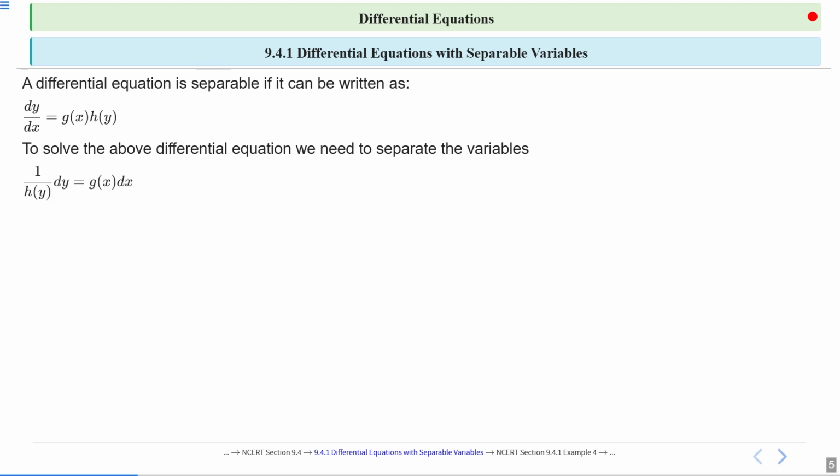How can we separate? We can write it as 1 by h(y) dy is equal to g(x) dx. So we write the function with variable y into dy, and the function with variable x, g(x), into dx. Now we integrate both sides of the above equation. The integration of 1 by h(y) dy is equal to the integration of g(x) dx.